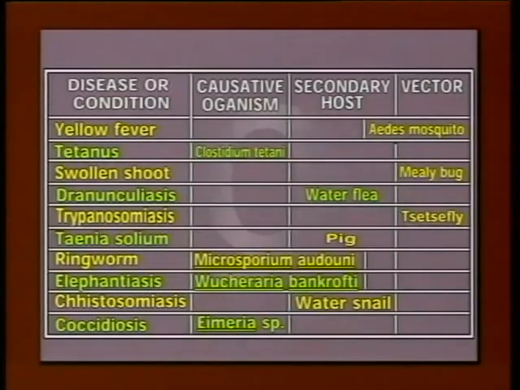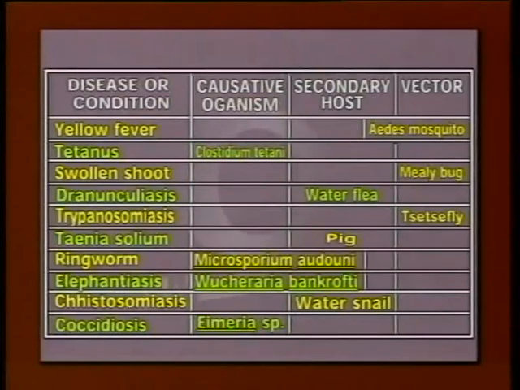There we are with the contestant solution. I'll quickly fill in the blanks and then we can compare with their solutions. For the yellow fever, vector is Aedes mosquito. For tetanus, causative organism is Clostridium tetani. For swollen shoot, the vector is mealybug.